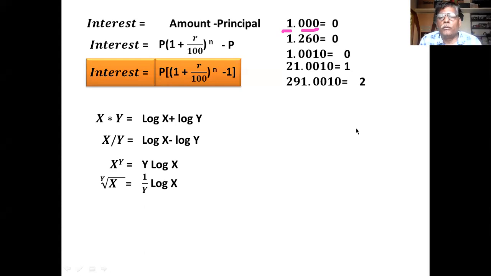In this way, you remember, before the decimal point, how many digits are there? You count. From the total number of digits, you deduct 1. Whatever answer comes, that is the characteristic.